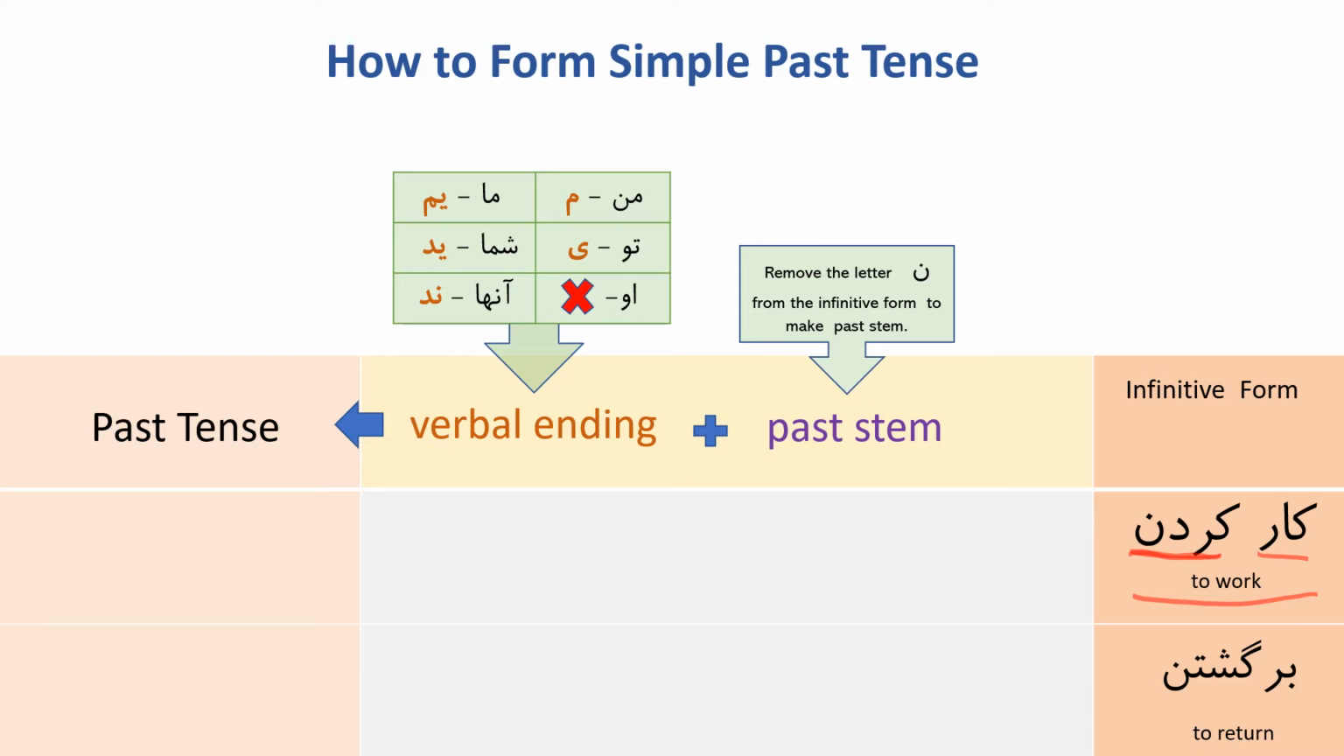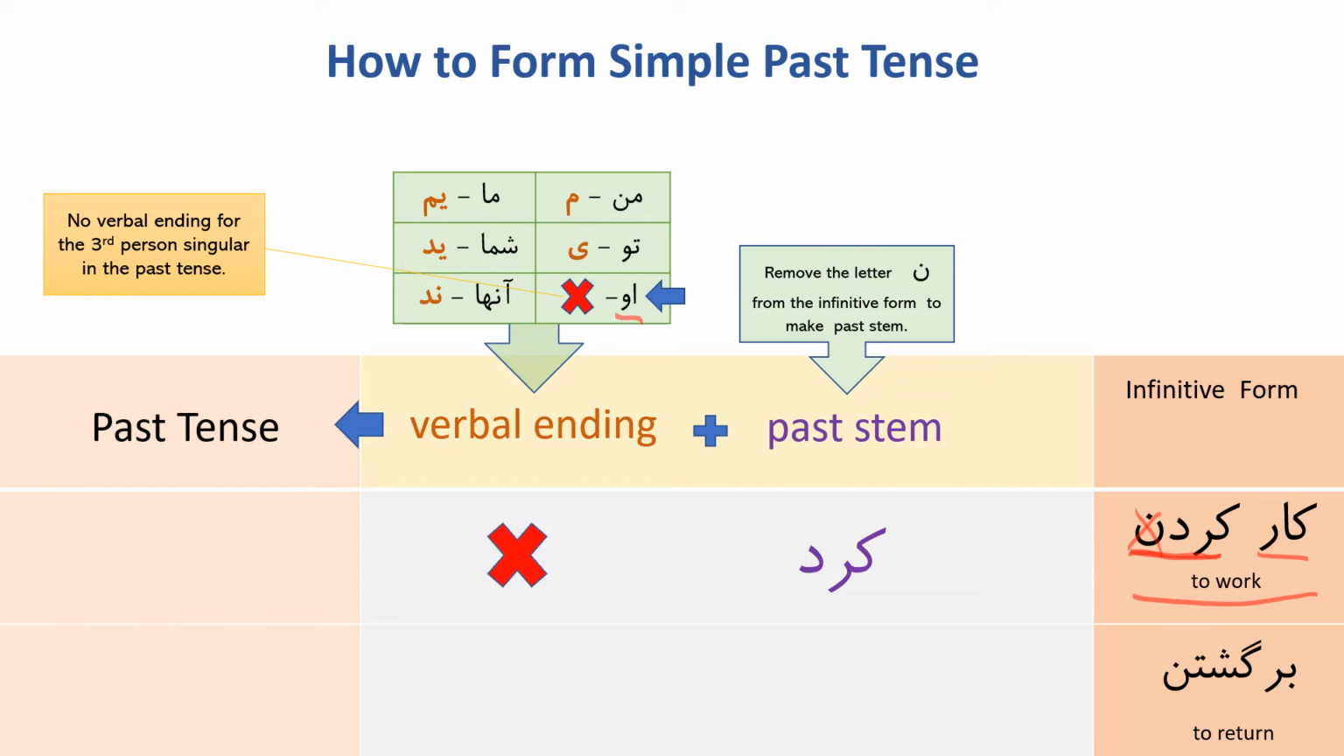Alright, so now we get rid of the letter nun from کردن, so that's going to leave us with کرد, the past stem. And now let's say the subject is او. So we said that there's no verbal ending for third person singular, so we don't need to add anything to the past tense. So it's going to give us kar kard. He or she worked. Let's take a look at the next one.